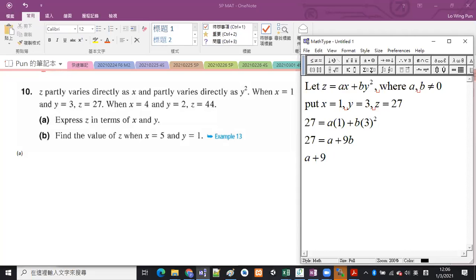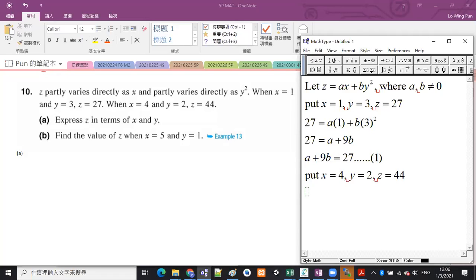And then the number on the right. And label this to be equation 1. Okay. And then for the second group of numbers, we also put x equals 4, y equals 2 and z equals 44 into our equation.